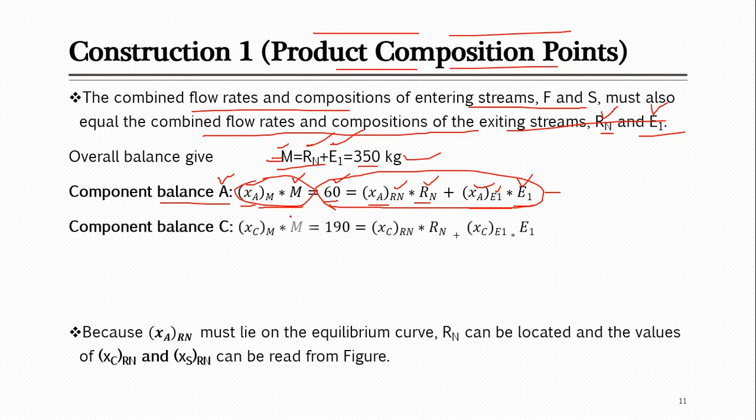Similarly we have to apply the balance on C. C was the carrier, and we calculated its mass fraction, and if we multiply in a similar way with the total amount, we get its value, that's 190. That is equal to its split amount in the raffinate and extract, and their total amounts. In a similar way, I have explained the balance written on C.